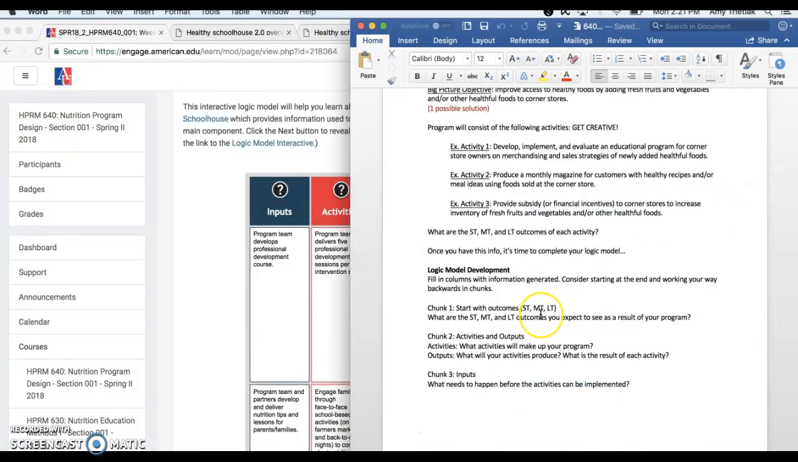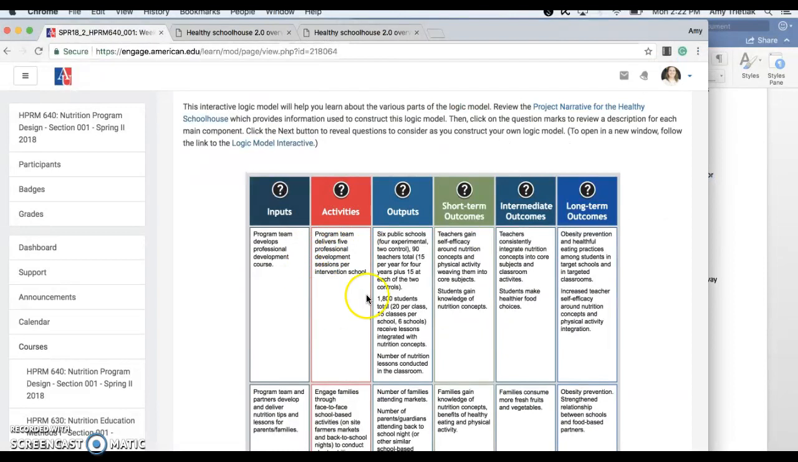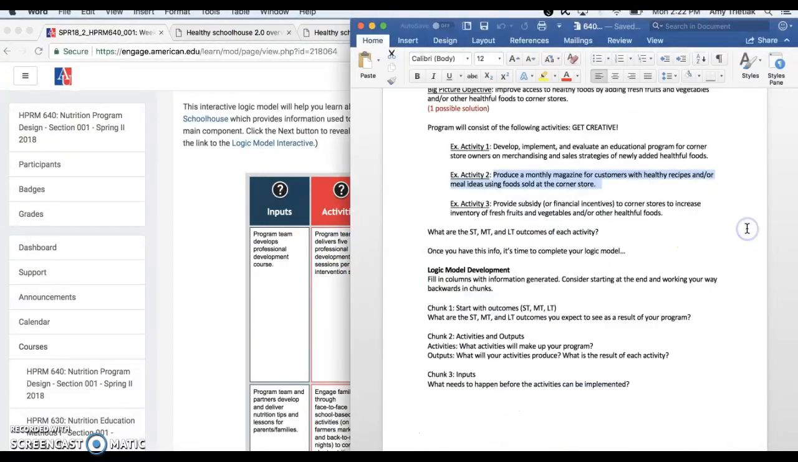So in this case, when we're looking at the activities and outputs, if we're using the example of producing a monthly magazine for consumers with healthy recipes and/or meal ideas using food sold at the corner store, that's the activity that I would put right in here into this activity section. And then the outputs would be, what do I want to see as a result of this? Maybe I want to start to track the number of magazines that were delivered to each corner store, and then see how many magazines are left at the end of the month.